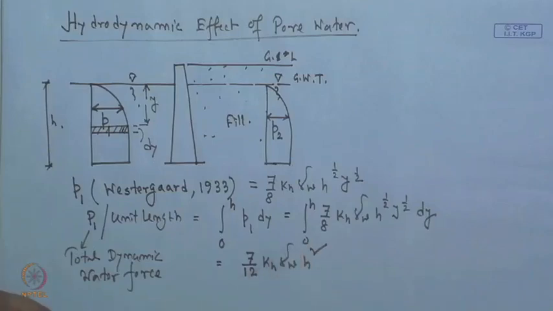So, next class I will give you the expression of the water within the soil and the location of this force, because we know here P 1 is the total water force acting on the retaining wall, but where this force is acting, that location, and the resultant force, how it is acting on the retaining wall, those things I will explain in the next class.